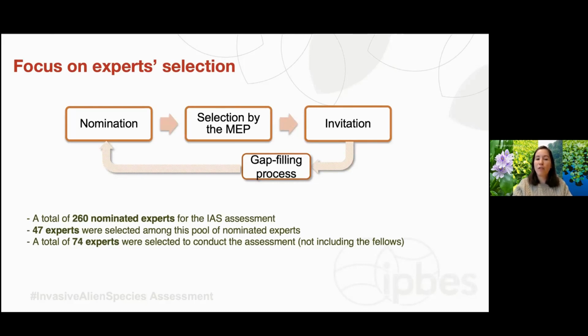This sounds simple, but there's a full set of criteria that the MEP has to ensure and to respect when selecting the experts. For instance, it has to be careful about the disciplines that are needed for this specific assessment, but also the gender balance, the regional balance, and because IPBES is an intergovernmental process, at least 80% of the selected experts have to be nominated by governments. We then invite all these experts, and throughout the process, there's always an opportunity. There's a process that we can follow to fill the gaps in case we have some.